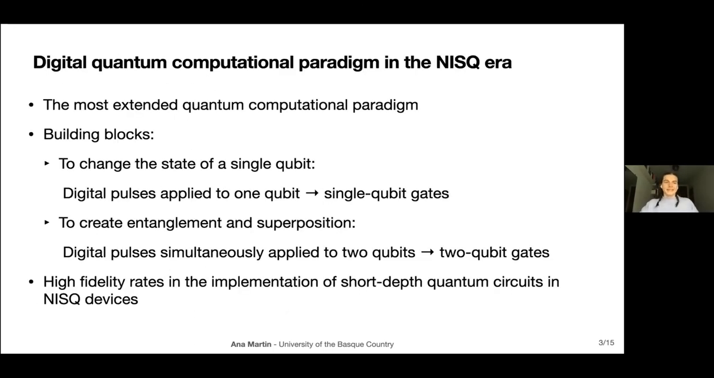So digital quantum computation is the most extended computational paradigm. The building blocks of this paradigm to change the state of a single qubit are digital pulses applied to one qubit, so single-qubit gates, and to create any entanglement and superposition, the building block might be digital pulses applied simultaneously to two qubits, so two-qubit gates.